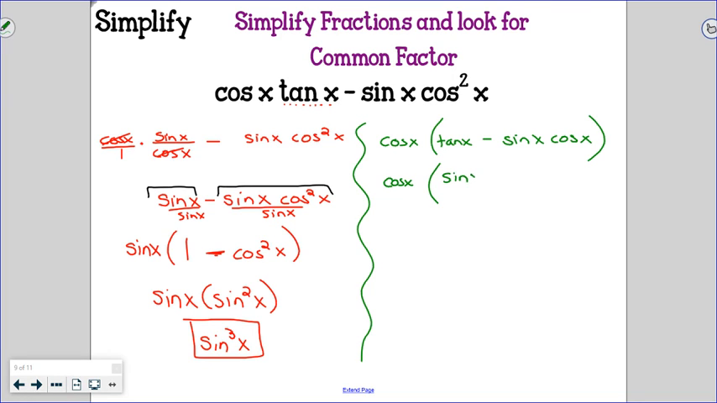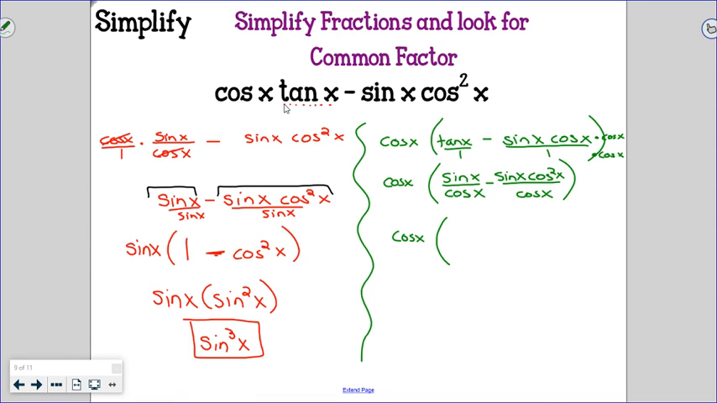Tangent is sine x over cosine x, right? If I wanted to add that to this, its current denominator is a 1. The common denominator between those two terms is going to be a cosine x, isn't it? So I would multiply this by cosine x, top and bottom, which would give us that common denominator, and cosine times cosine is cosine squared. So that's one way I could get a common denominator there, which means now I can put them together.